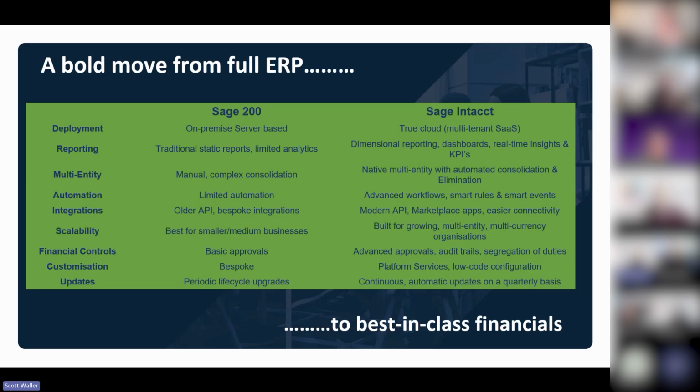I've touched on customization as well. You'll see some of that in there. And then more importantly is updates. So if anybody's experienced this on the call before with Sage 200, when you're coming up to an upgrade path or the end of a product lifecycle, you need to move on to the latest version.